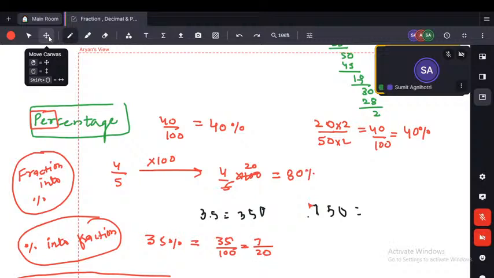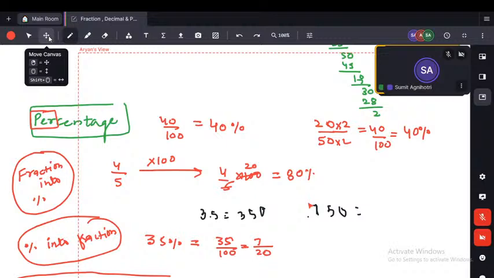Are you fine with this? 1 represents the 100%. Then half represents half of the 100%. What is the half of 100%? Exactly, it is 50%. Very good.